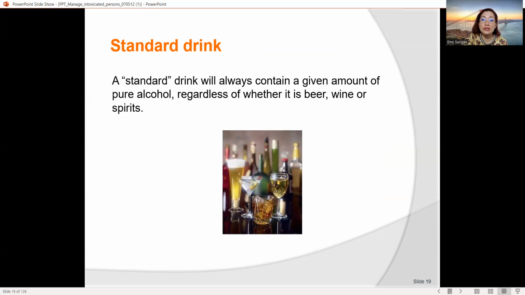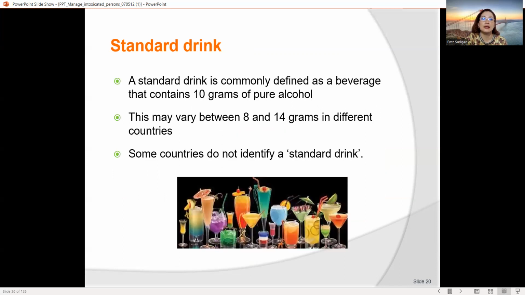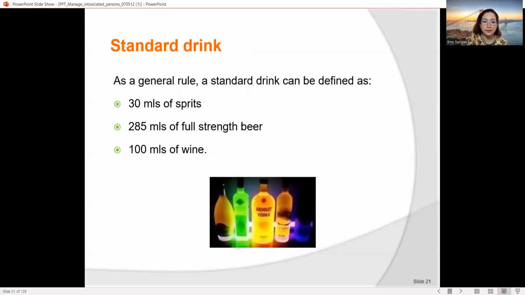A standard drink will always contain a given amount of pure alcohol, regardless of whether it is beer, wine, or spirits. A standard drink is commonly defined as a beverage that contains 10 grams of pure alcohol. This may vary between 8 to 14 grams in different countries. Some countries do not identify a standard drink. As a general rule, a standard drink can be defined as 30 ml of spirit, 285 mls of full strength beer, and 100 mls of wine.